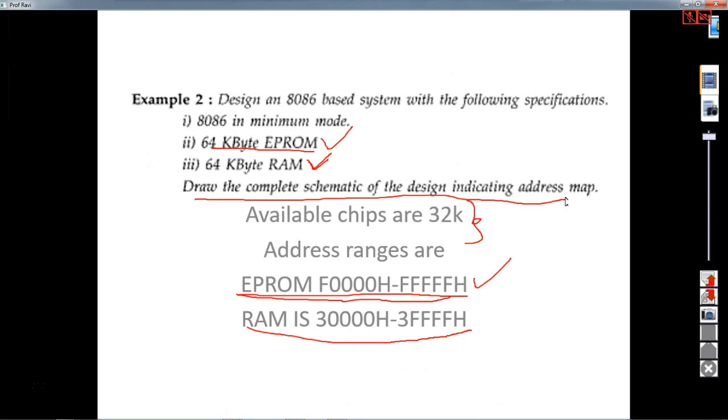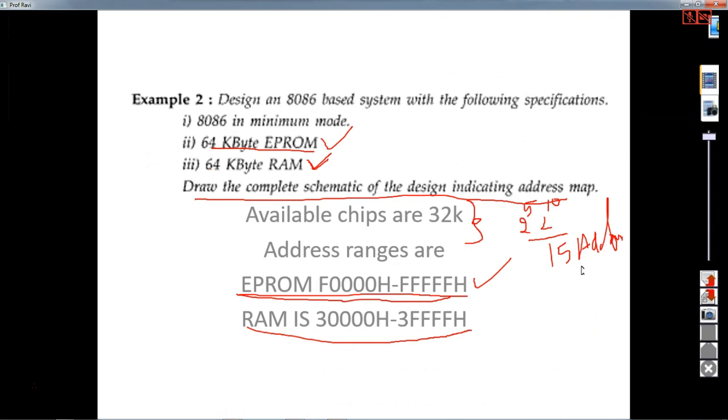So this is what the problem gives. Here 32K memory chips are available. 32K means K is 2 power 10, and 32 means 2 power 5. So how many address lines does each memory IC have? Each memory chip has 15 address lines.